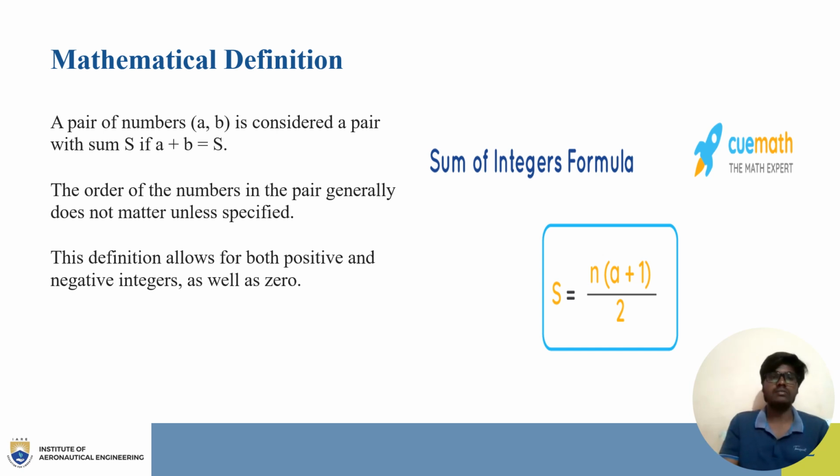Mathematical definition. A pair of numbers (a, b) is considered to be a pair with sum s if a plus b equals s. The order of numbers in the pair generally does not matter unless specified. This definition allows for both positive and negative integers as well as zero. Here, the sum of integers formula is s equals n times (a plus 1) by 2.